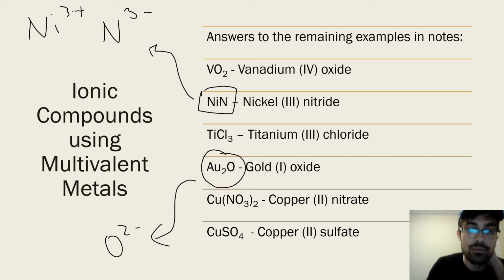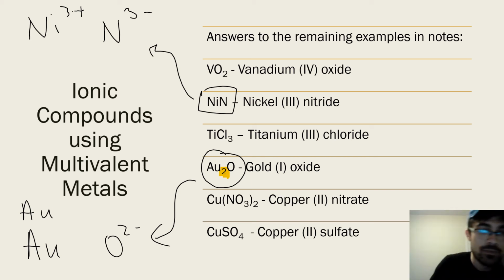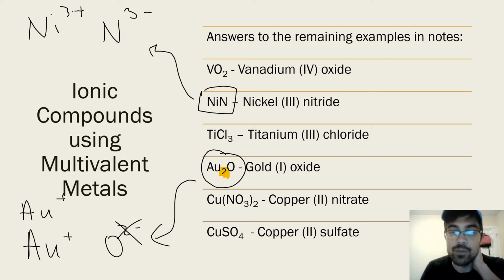Oxygen, well known, -2. Gold can be a few different things, but we have 2 gold atoms. Okay, they are both attracted to this 1 oxygen, so that has to be divided amongst the 2 of them. So that means each of them are +1. They're each supplying a +1 charge to cancel out this -2. Okay, again, if you have other questions, just let me know, and I can help you out with them, but these are the other answers.